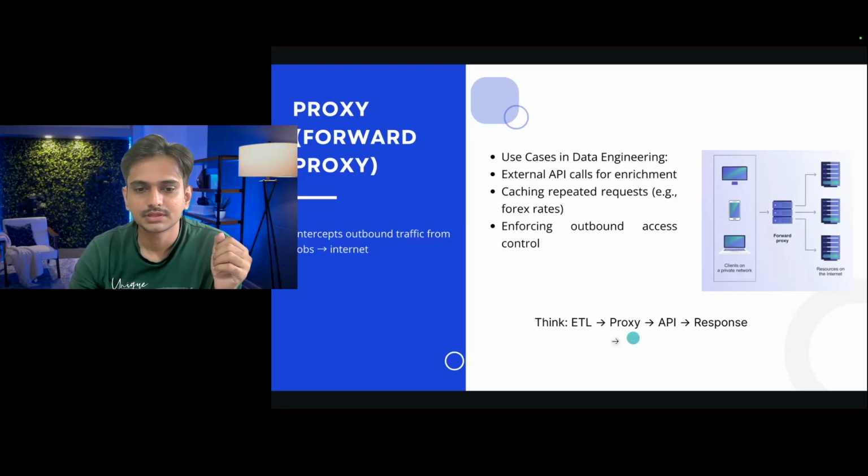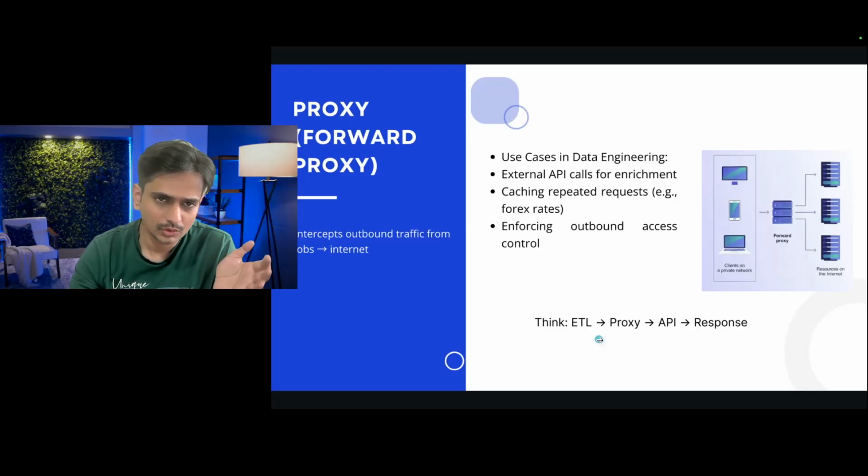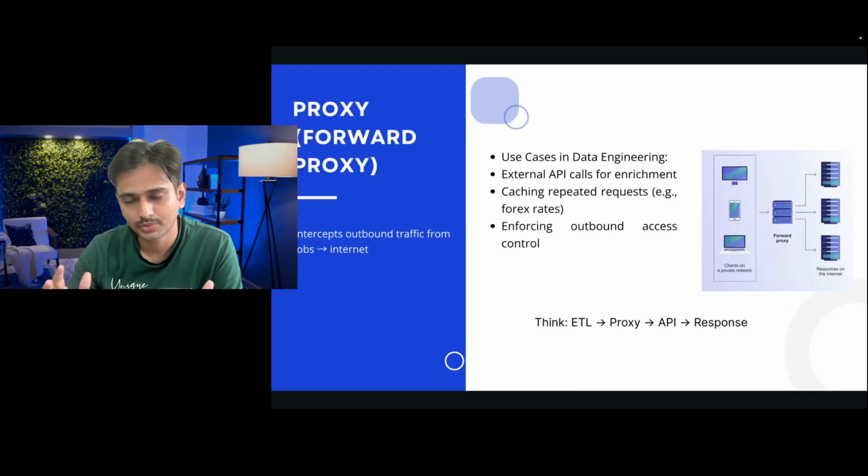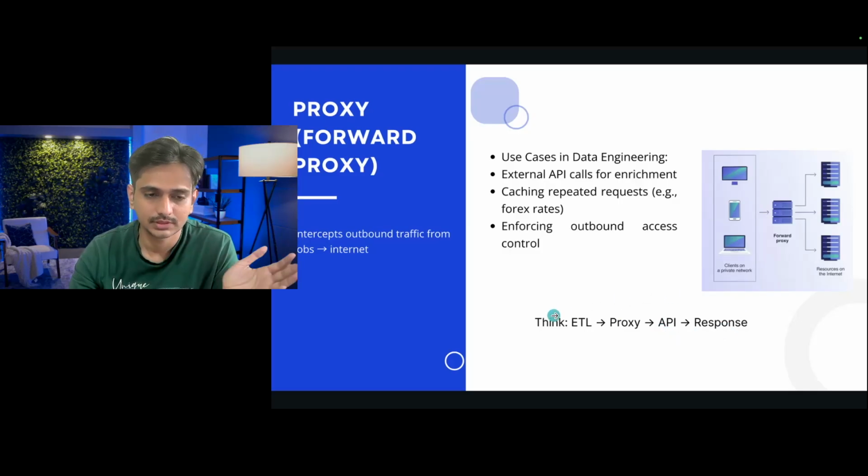And proxies basically control and secure the outbound traffic from your job. So that is a key intention. You can see ETL will be there, then proxy, then you have the API, then you get a response back. So that is a real flow that you can think of.